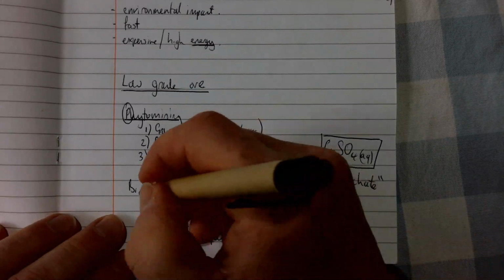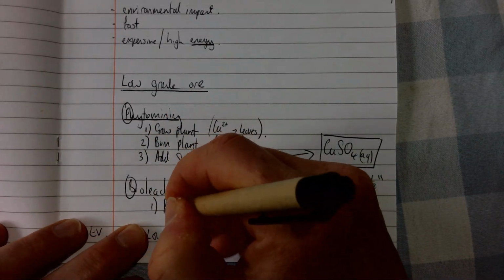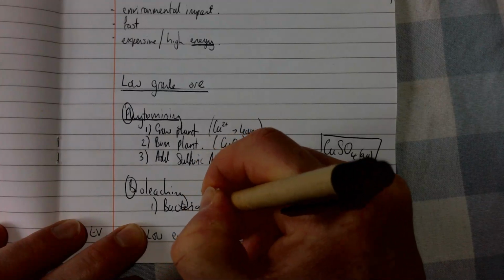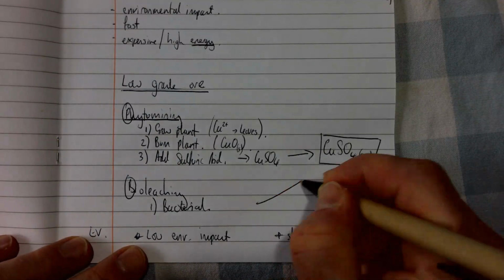And bioleaching, which starts with the letter B, is using some sort of special bacteria. Now, you don't need to know much about what's going on there, but essentially the bacteria chomp away on the copper compounds, and they end up producing a leachate.